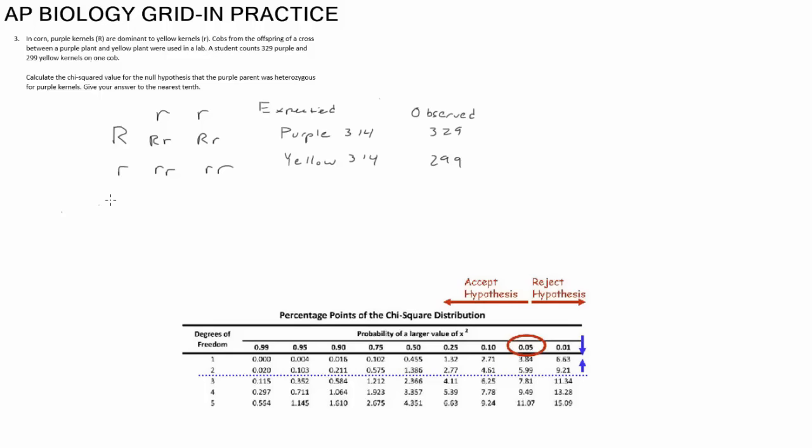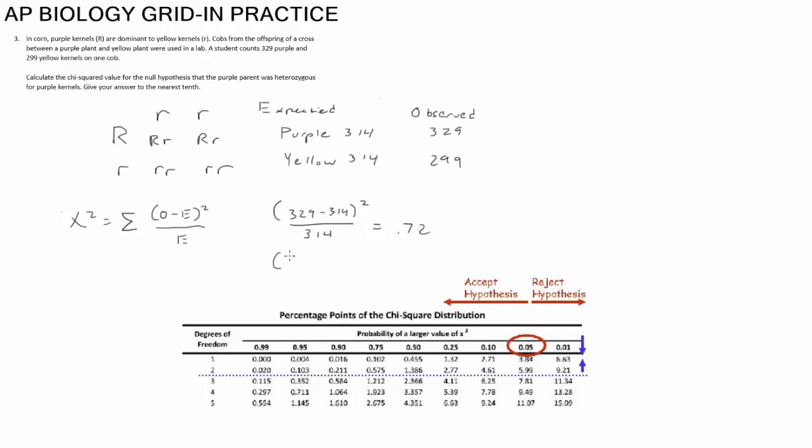299. So now we're ready to actually do the chi-square, and chi-square is equal to the sum of observed minus expected quantity squared over expected. So I'm going to do that for both the purple and the yellow, and it is the sum of those two different calculations. So when I do this for the purple, I get observed, which is 329 minus 314 squared over 314, which is equal to 0.72.